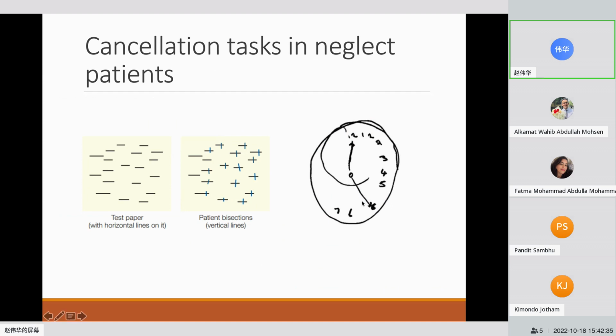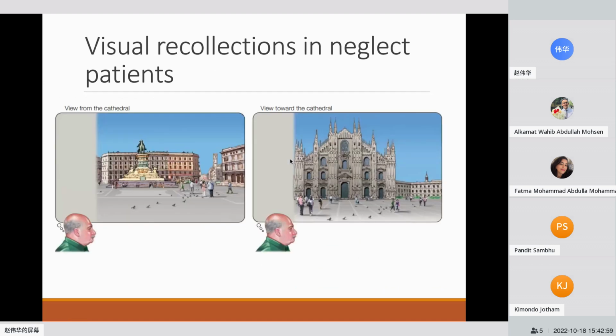The other one is about copying objects or things. This one asks the patients to copy a clock, but they can only draw the right part, not the left part. And when they do the visual memory test, you can see they can only describe things in the right part, but the left part is missing.